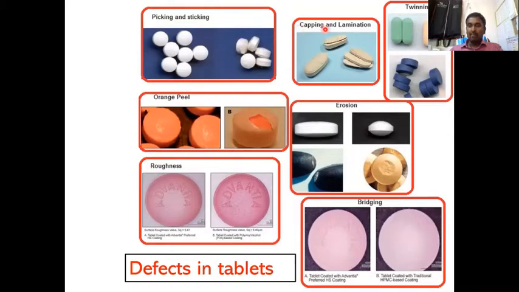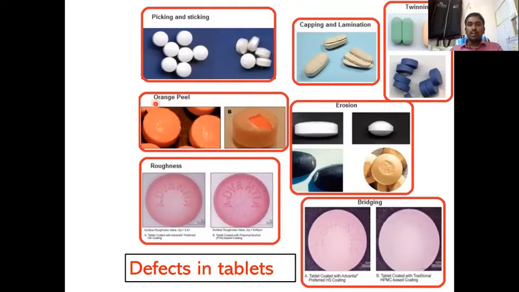Then capping and lamination. Sometimes after the formation of the tablet, it separates into layers like this instead of a single tablet. This is called lamination. The third thing is called twinning. Twinning is nothing but two tablets adhering together, like twins. They adhere exactly like two tablets with each other. This problem is called twinning.